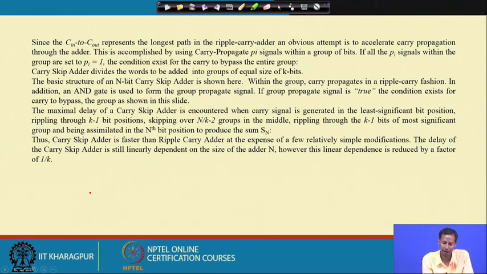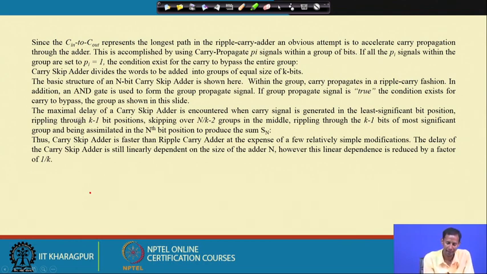So, the carry skip adder divides the words to be added into groups of equal size of k bits. The basic structure of the n bit carry skip adder we have already shown, and within the group the carry propagates in a ripple carry fashion. Okay. But in addition, an AND gate is used to form the group propagate signal. If the group propagate signal is true, the condition exists for the carry to bypass the group as shown in the corresponding slide.